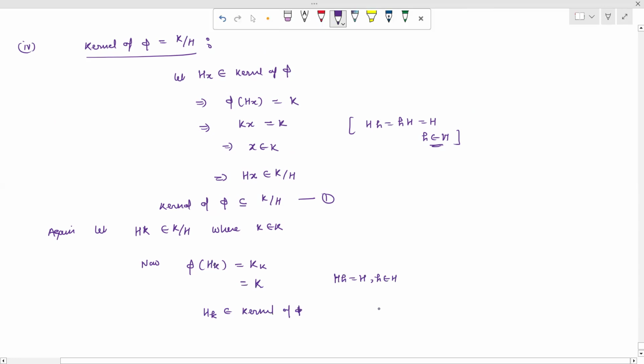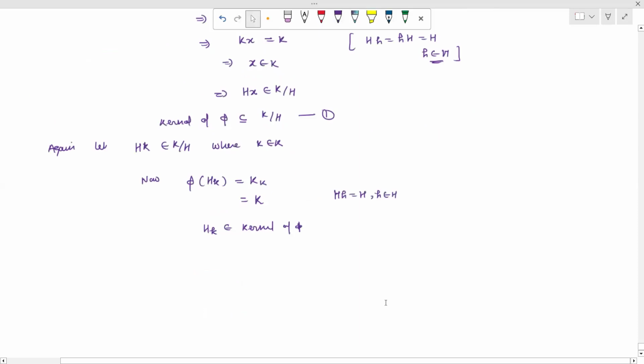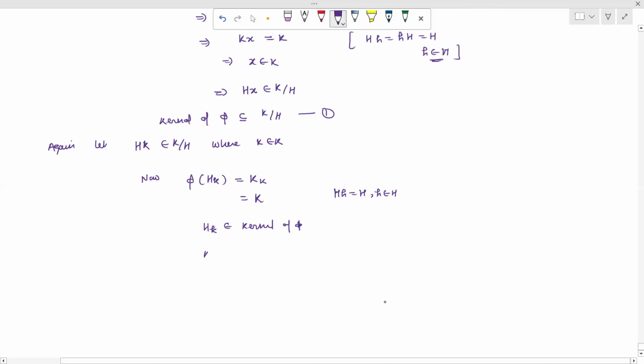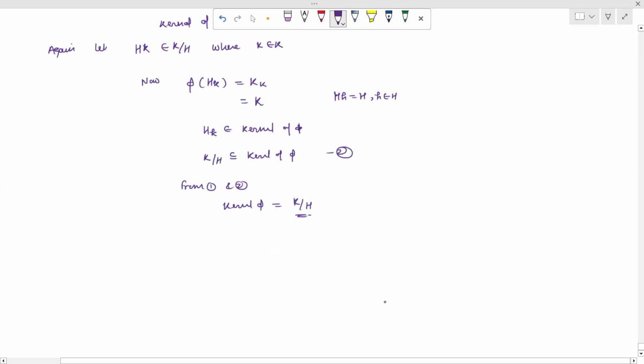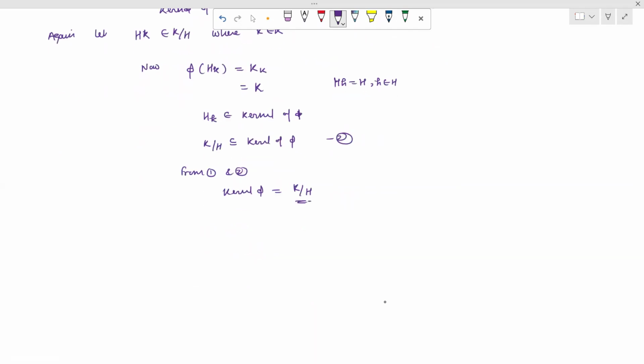So when hk belongs to the kernel of phi, it means that K over H is a subset of the kernel of phi. So this is our equation number 2. So from 1 and 2, we see that the kernel of phi is equal to K over H.